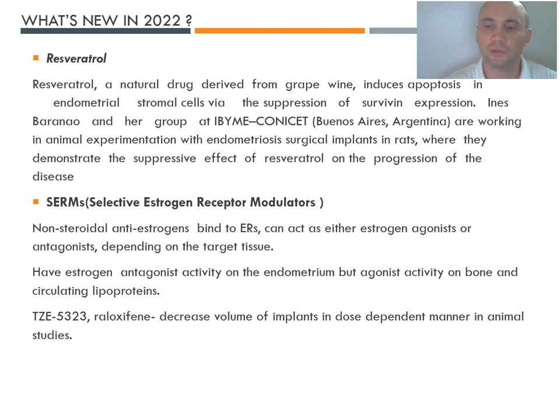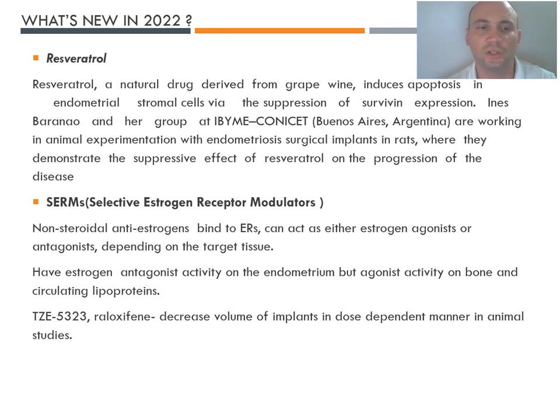There are some other new prospective drugs for treatment of endometriosis, like resveratrol. It's a natural drug derived from the grapevine that induces apoptosis in endometrial stromal cells via the suppression of survivin expression. Scientists are working in animal experiments with surgically implanted endometriosis in rats, where they demonstrate the suppressive effect of resveratrol on the progression of the disease.